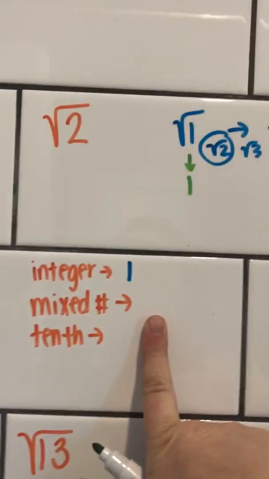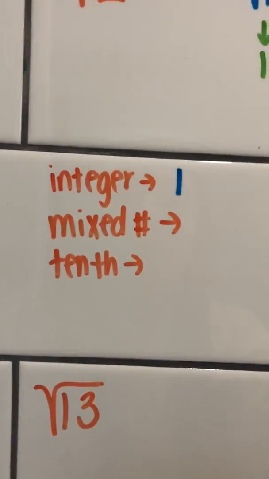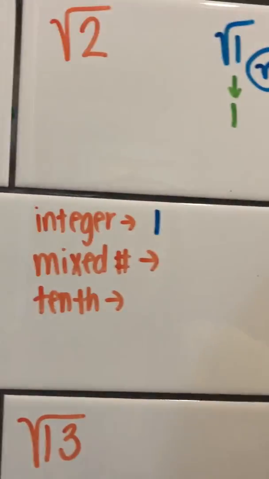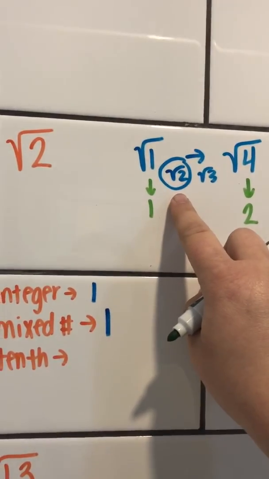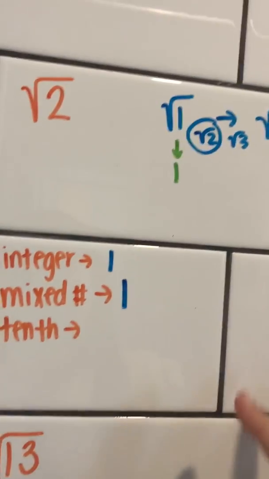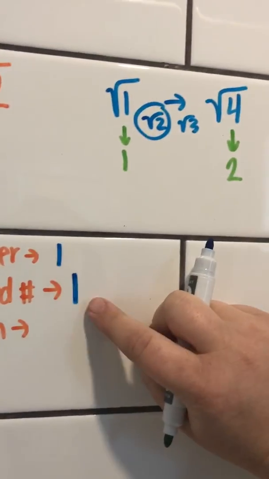Now I'm going to write a mixed number. My big number, my whole number for my mixed number, is going to be the lower side of my number line. So I'm going to use the number 1. I know that the square root of 2 falls in between 1 and 2. So it's going to be 1 and something, 1 and a little bit. So I have my whole number for my mixed number.